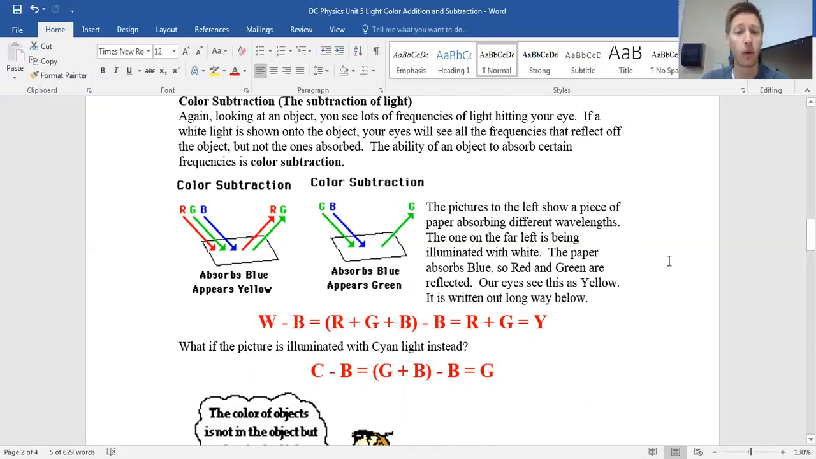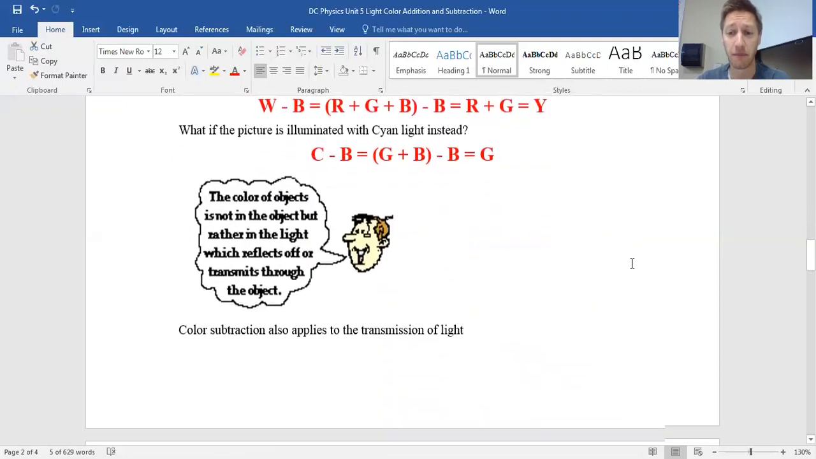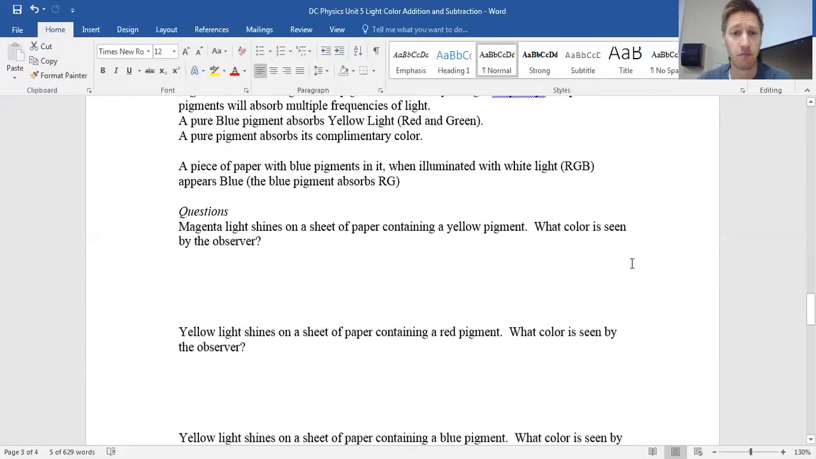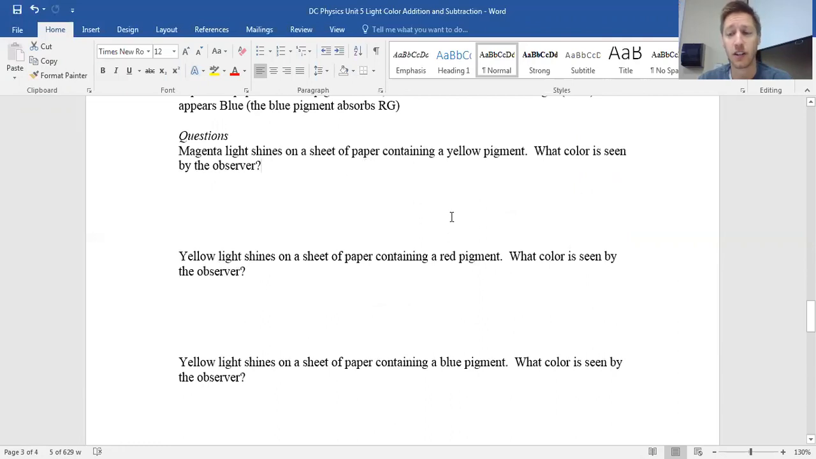Again, big idea. White light is all the lights bouncing off. Black is all the lights being absorbed, nothing coming off of it. So let's do some sample questions here. Let's say magenta light shines on a paper containing yellow pigment. What color do we see?